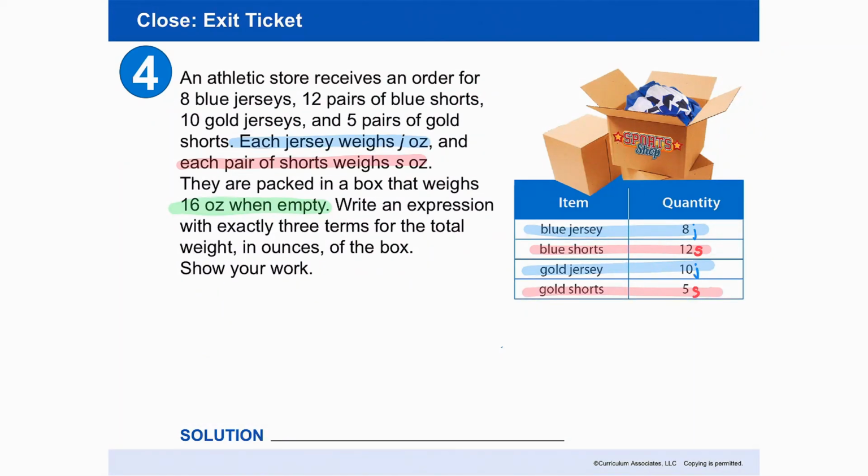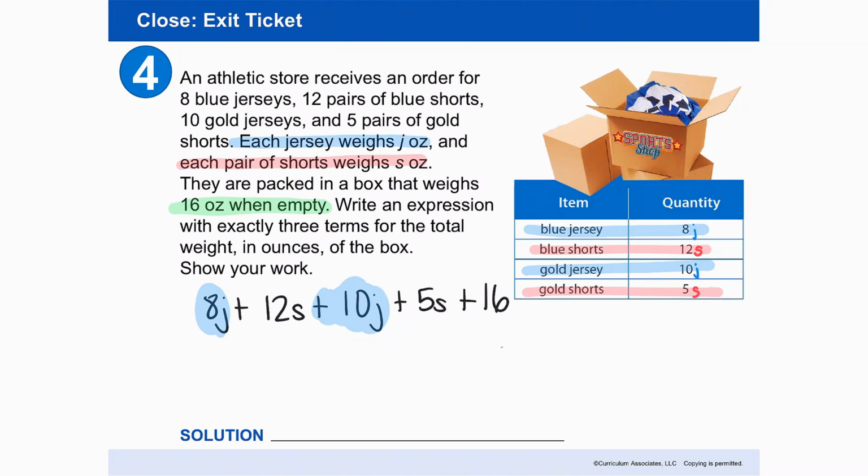Now we're ready to add those together and not forgetting our empty box. Okay, so I'm just going to put all of my pieces together here. We have 8J plus 12S plus 10J plus 5S plus that box, which is a 16-ounce box. Okay, now all we've done is just taken all these, listed them out into a number sentence. Now we're going to combine like terms. Okay, I'm going to combine my jerseys.